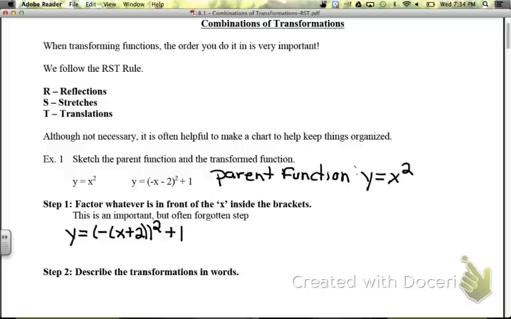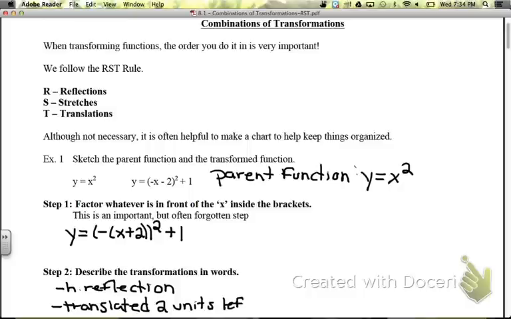Our second step is we want to describe the transformations in words. So our first thing that we're discussing is that we have a horizontal reflection. The second thing is that we are translating, so translate it 2 units left. And the last thing that we can say is that we're going to translate it 1 unit up.